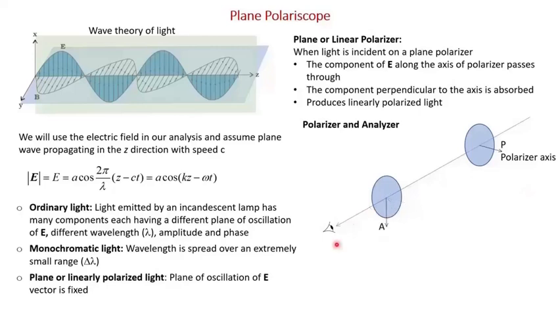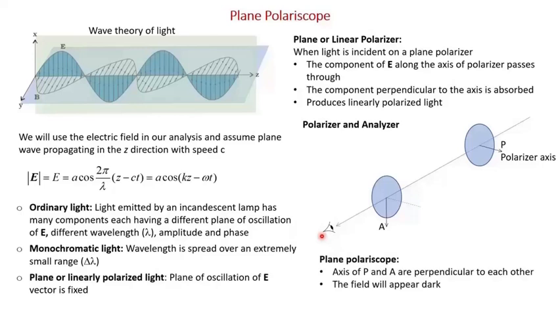Now if you keep the analyzer such that its axis is at 90 degrees to the polarizer axis, then you can imagine what will happen. No light will pass through the analyzer, and if you view from this side, you will see a dark field. So this is essentially the arrangement of a plane polariscope. It has a polarizer and an analyzer, and if you illuminate it with either monochromatic light or ordinary light, you will not see any light when you view from the other side of the analyzer, and you will get a dark field.